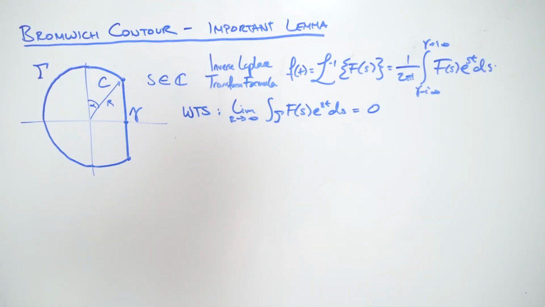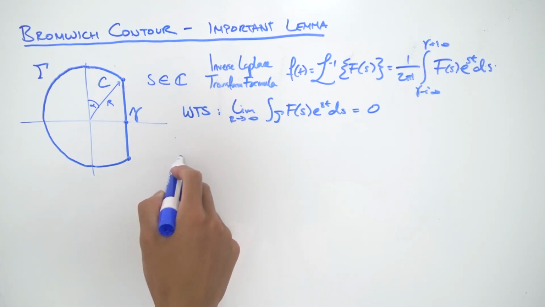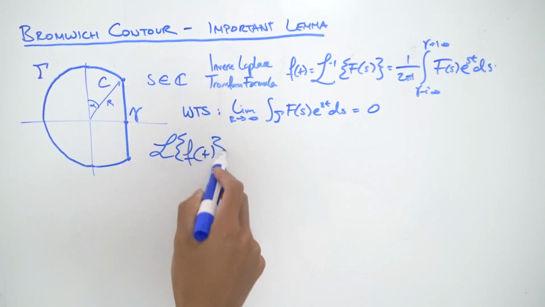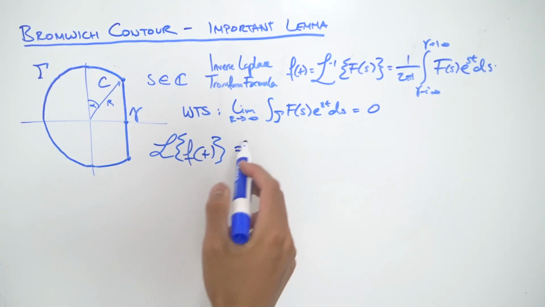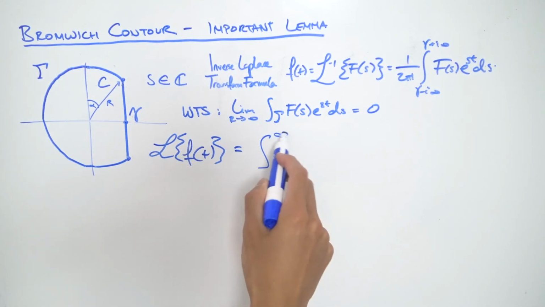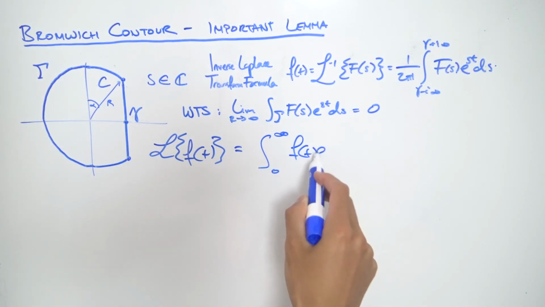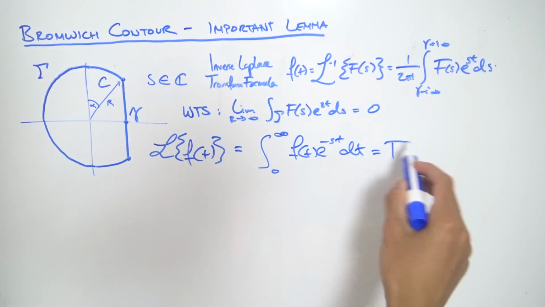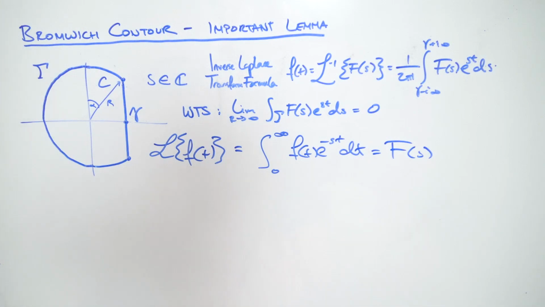So for the Laplace transform, if we have some function of t and then we take the Laplace transform of this thing, we have a nice integral formula that we use. It's the integral from 0 to infinity of f of t times e to the minus st dt, and that gives us some function capital F in terms of our Laplace variable s.